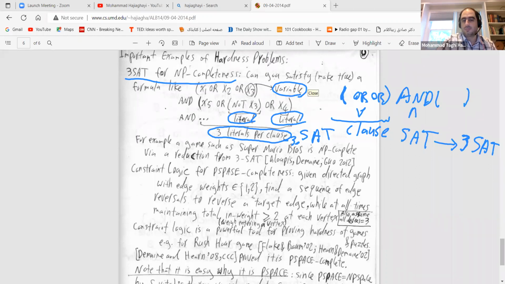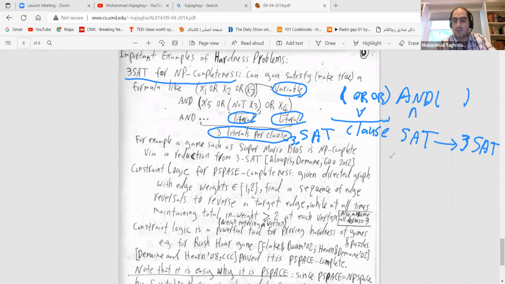That sounds good. And now, this is the question. Can somebody say why 3-SAT is as hard as SAT? Why can we reduce SAT to 3-SAT? Actually, while you're thinking, let me just add something, then we can go to this one.